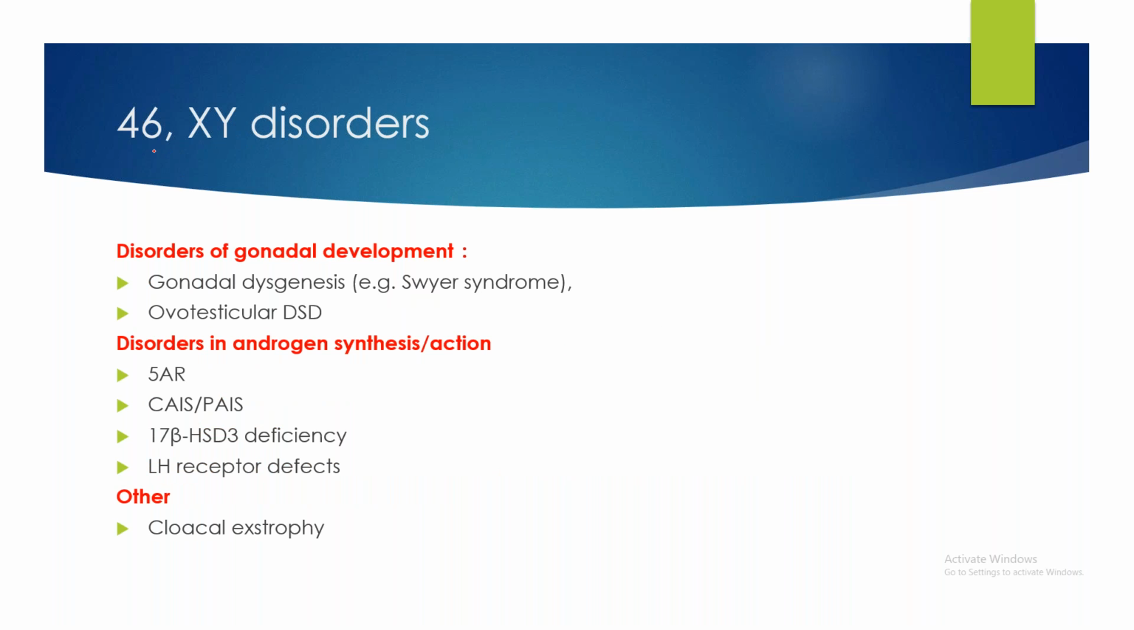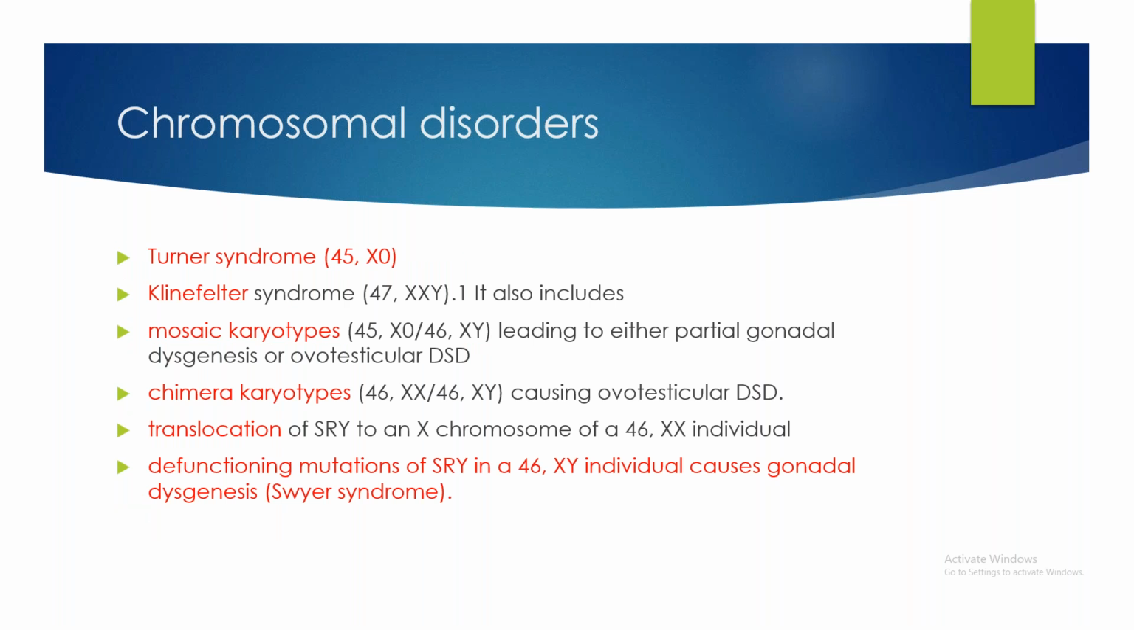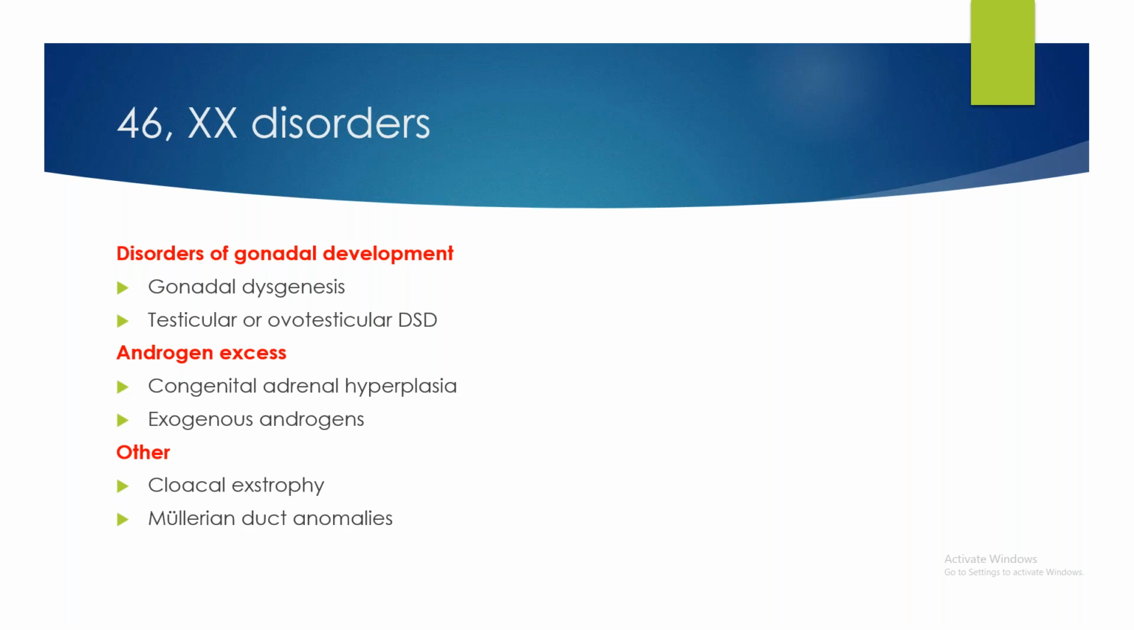Now 46XY disorders. See, in this TOG, they have divided it into three types. One is chromosomal disorders. In that case, there will be either aneuploidy, triploidy, or any mosaic karyotypes. Then the second thing is 46XY disorders, and then 46XX disorders.